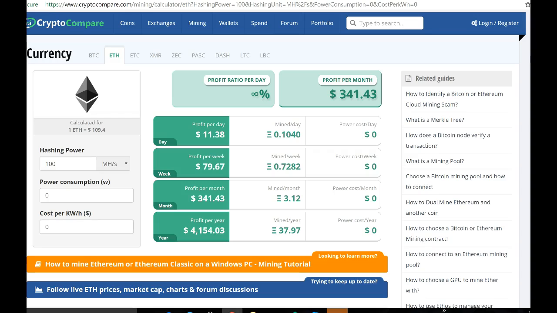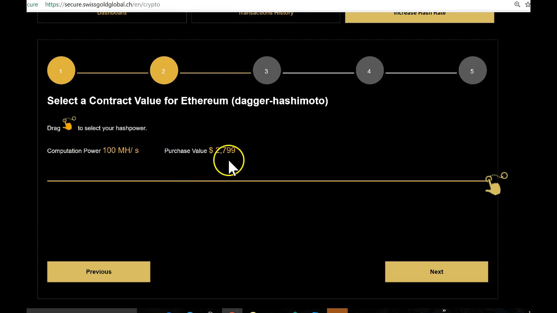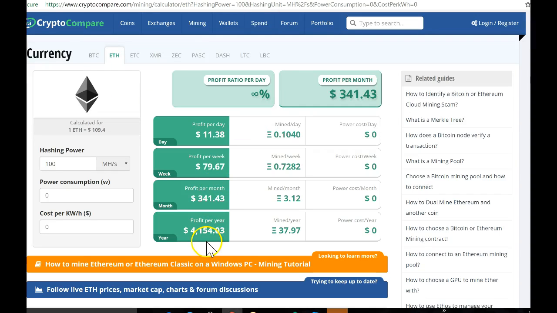Let's calculate. Wow, $11.38 per day, 4,154 per year, blimey. And for 1 year, how much did we pay? 2,799. Profit per year, 4,154. Well, a second 2 year contract, not bad. I mean, boy, this is crazy.